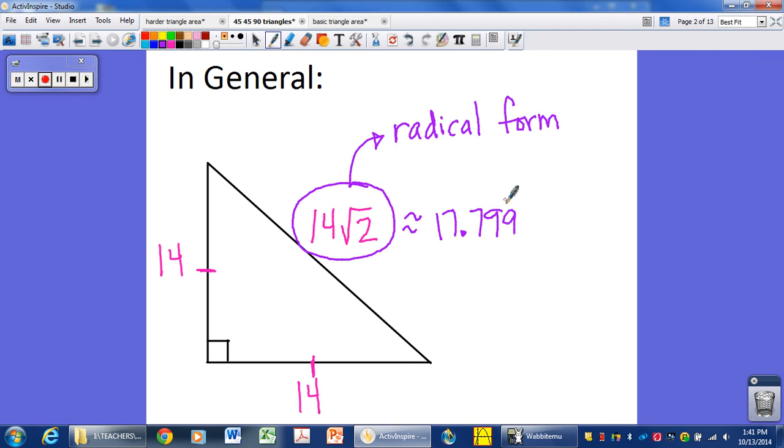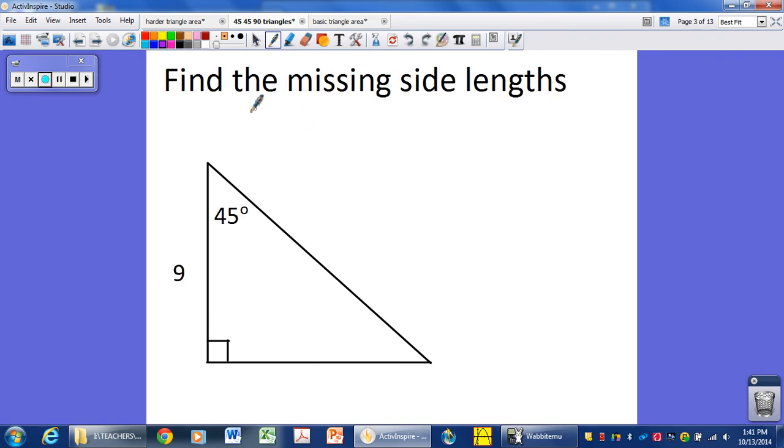If you were going to be cutting wood or something, you would want to have a decimal equivalent to see exactly how long you have to cut. But for us, 14 roots of 2 is an exact measure, and it's perfectly good. Okay, it's not as easy to understand, but it is a good answer. And lots of SAT, ACT problems leave answers in radicals rather than just decimalizing them. So let's do some problems and see what we can get here. Find the missing side lengths are going to be the directions to almost all of these problems.